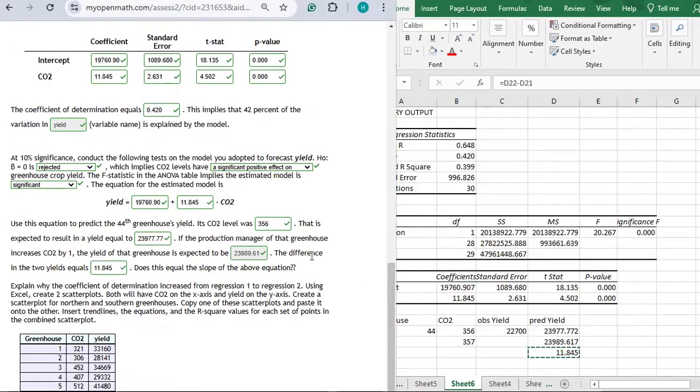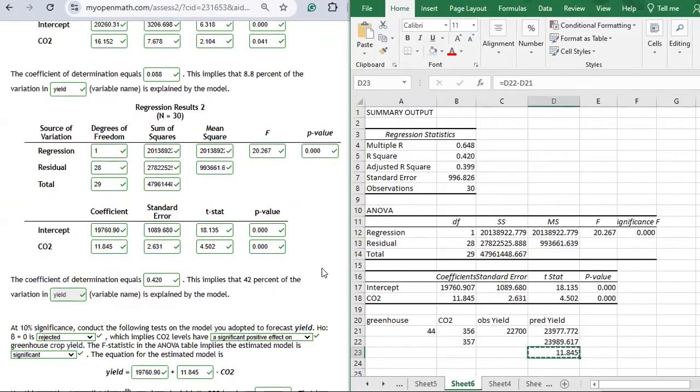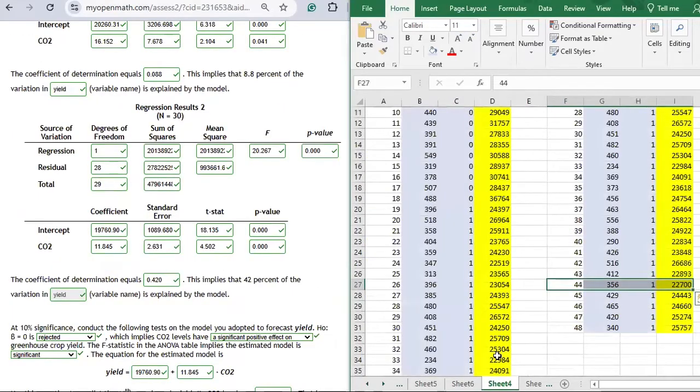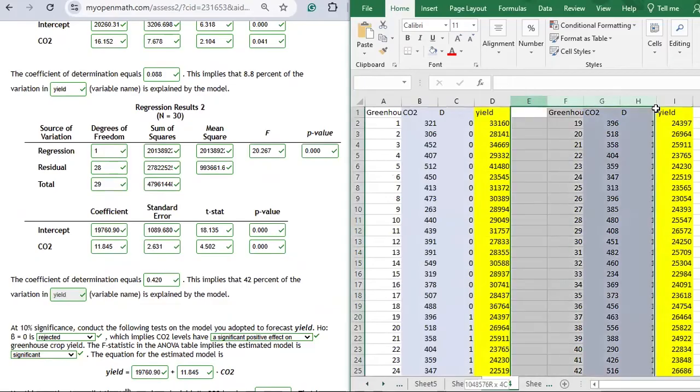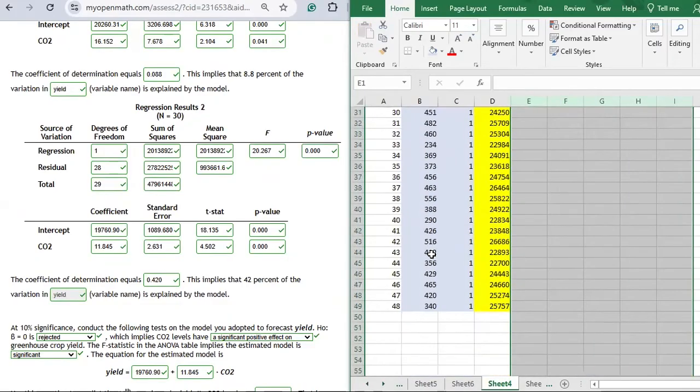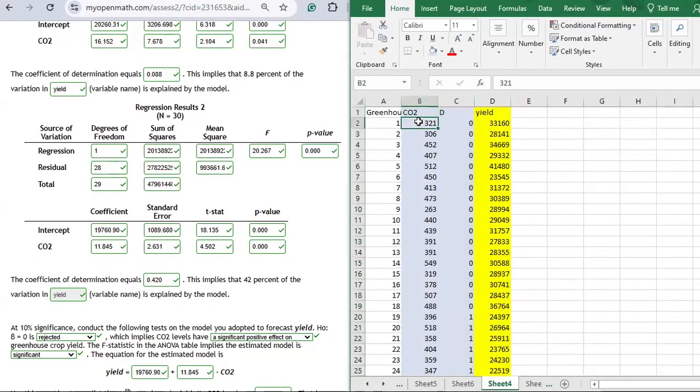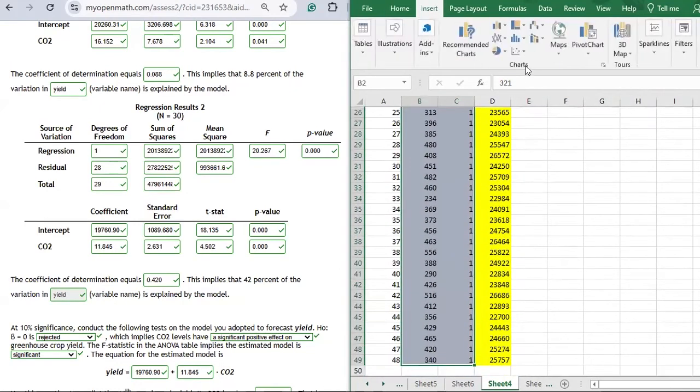Explain why the coefficient of determination increased from regression 1 to regression 2. I think the best way to explain that is through a scatter plot, which I ask you to do. So what I'm going to do here is get rid of this because it's down here, right? I'm going to scatter plot the numbers in column B and C. I'm going to click on Insert, Scatter Plot.